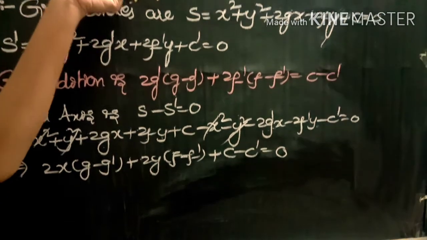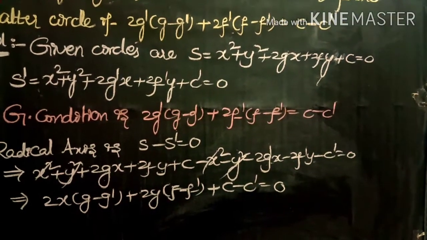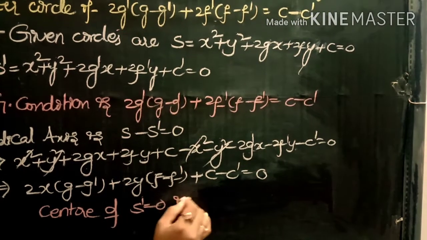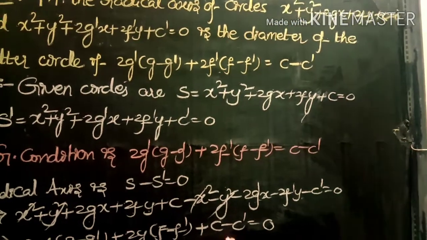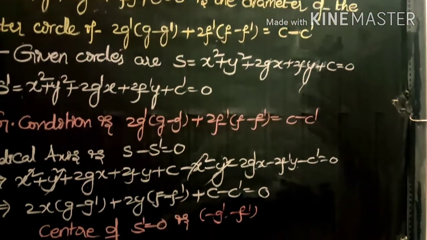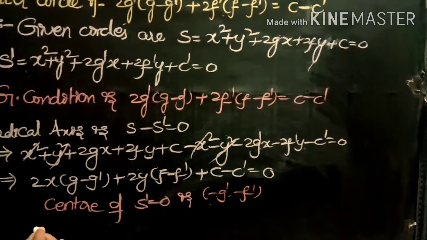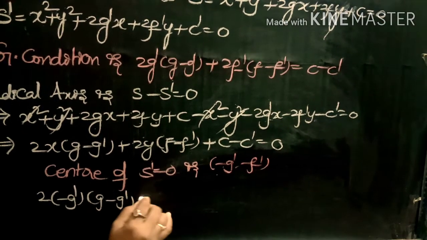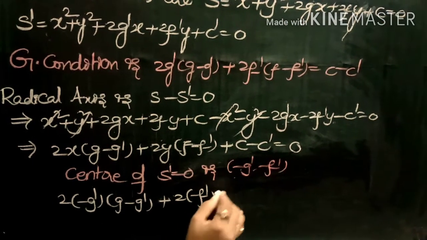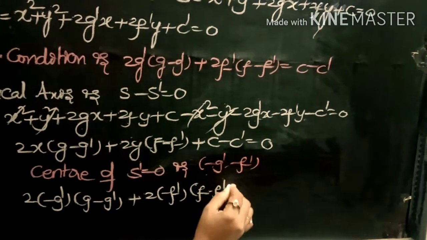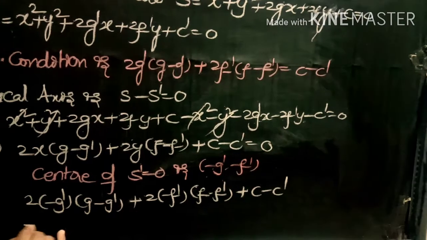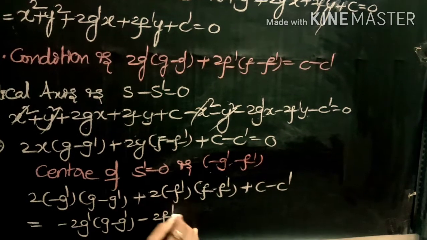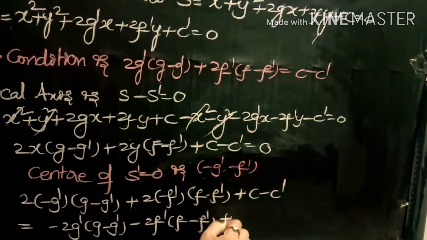Now we want to show that the center of the second circle lies on this line. So next we take the center of the second circle. The center of S' = 0 is (−g', −f'). Now we replace this value in the above equation, that is 2(−g')(g − g') + 2(−f')(f − f') + c − c', which is −2g'(g − g') − 2f'(f − f') + c − c'.